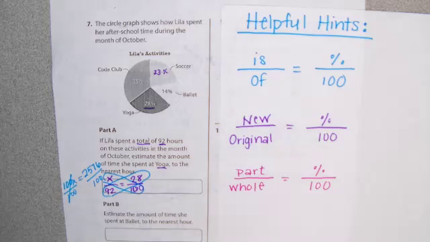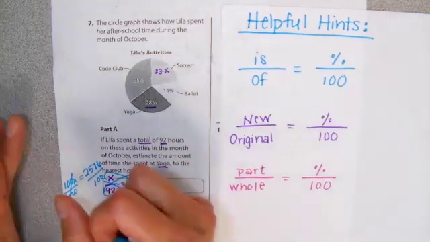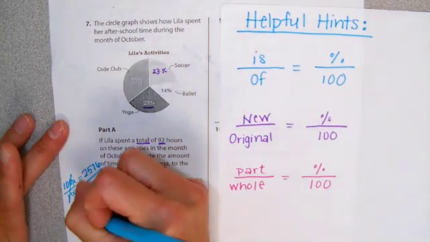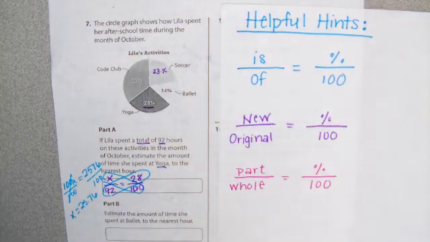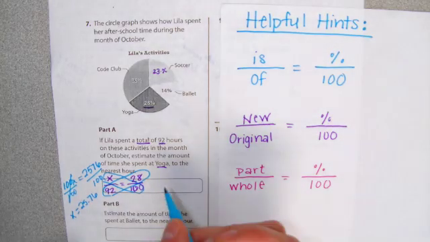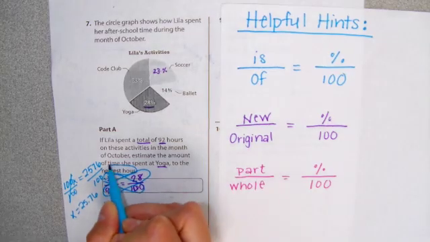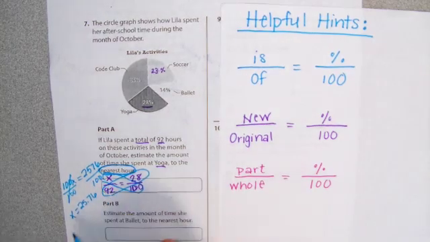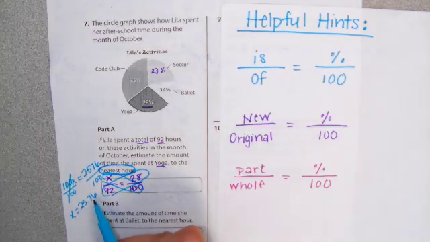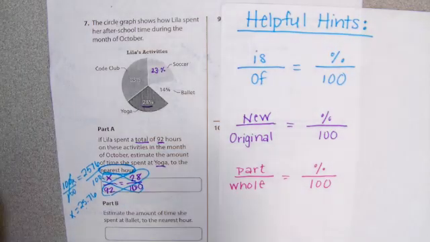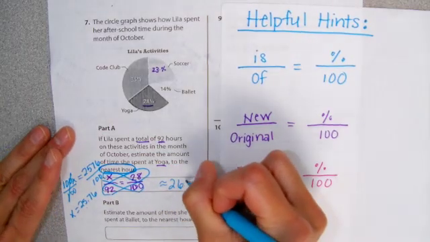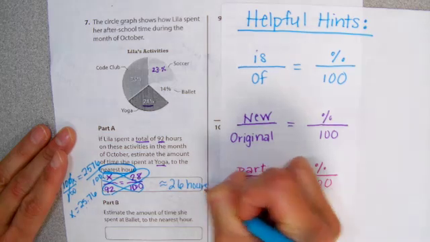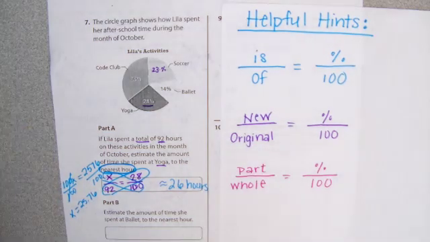2,576 divided by 100, and you should get X equals 25.76. That is not the final answer, though, because it says to the nearest hour. So if it's 25.76 to the nearest whole hour, we're going to say about 26 hours. You're rounding it. Okay, now let's do the next part.